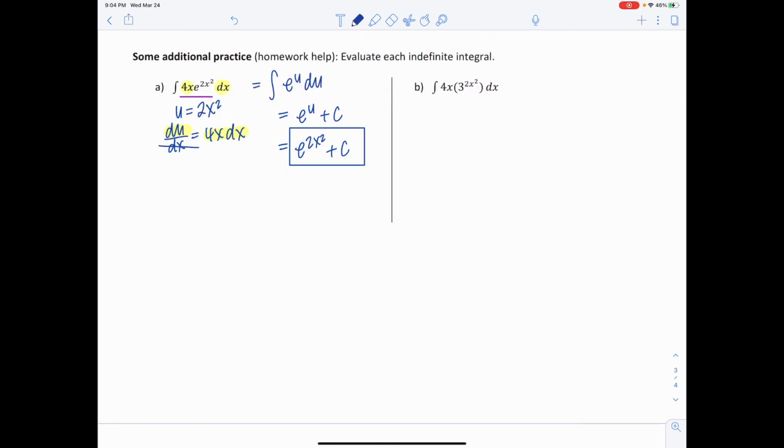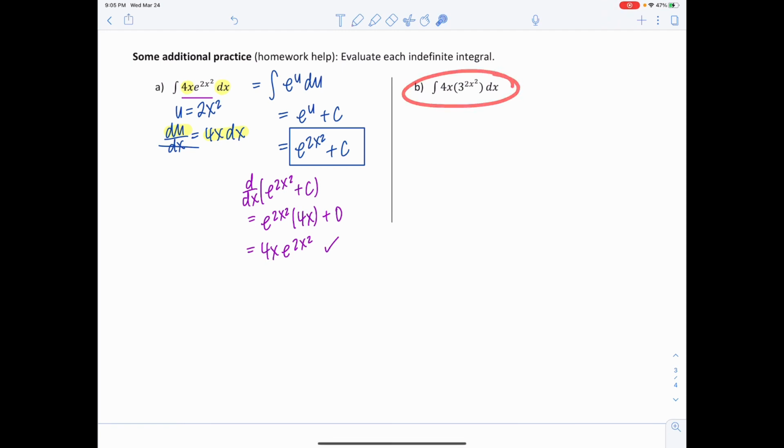And you can always check your answer by taking its derivative and verifying that it equals the integrand of your original function. Chain rule, that's a 2. And these two values, these two expressions, are the same.